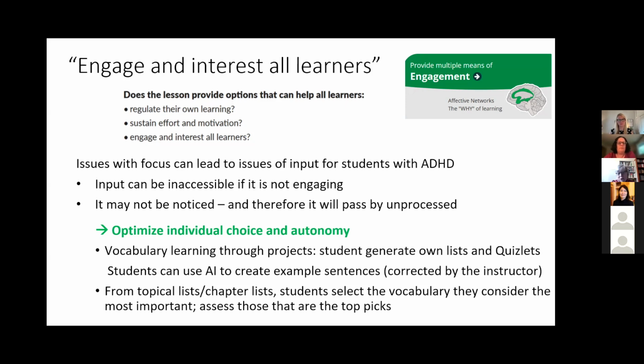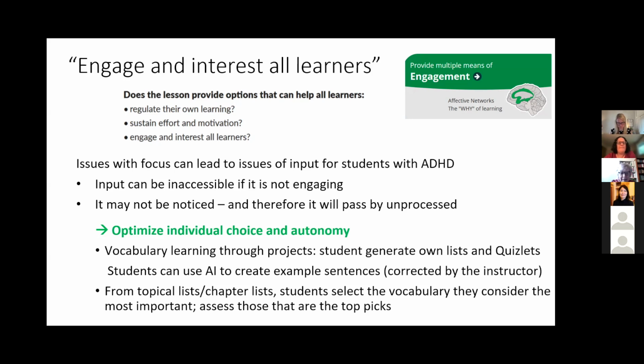Vocabulary learning through projects and general project-based learning is particularly helpful. Students can generate their own lists and Quizlets. I've been doing a lot of experimentation with AI, having students create example sentences. Of course, I have to correct them. I have to go over with them. I show them how to use AI. I teach them how to be what I call AI skeptics. But nevertheless, AI can go a long way to help us individuate for all students.